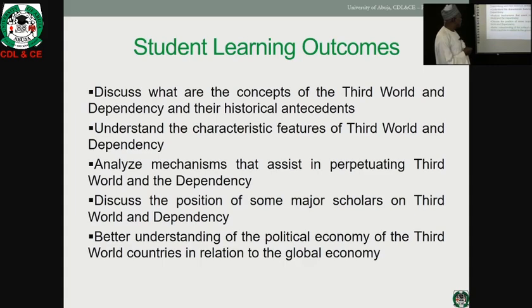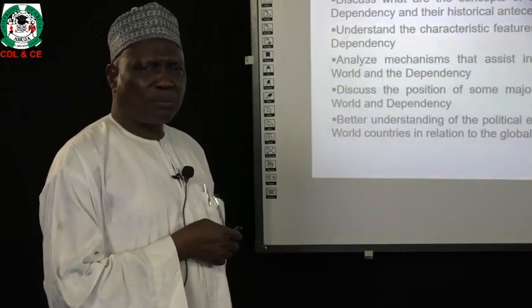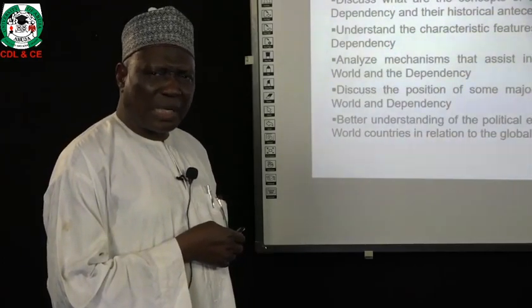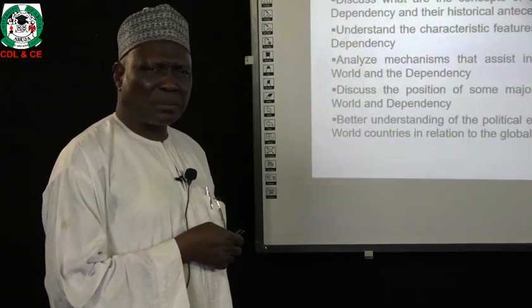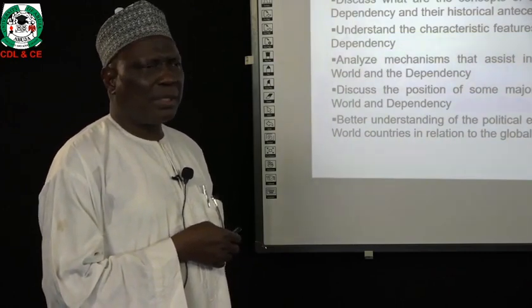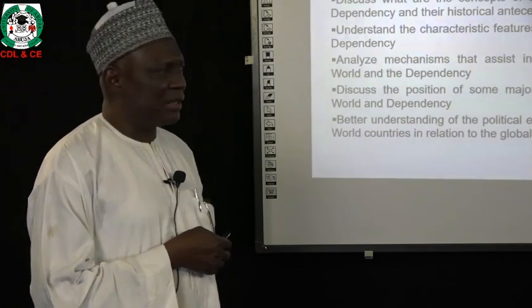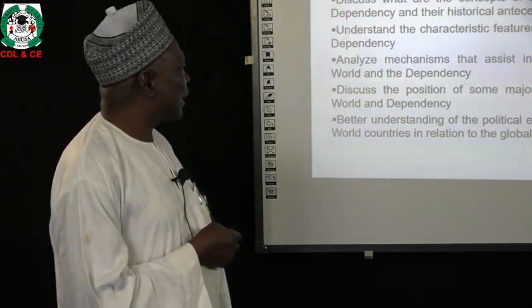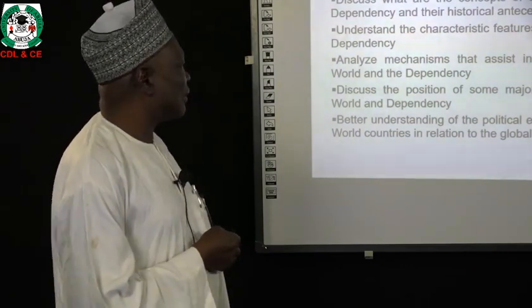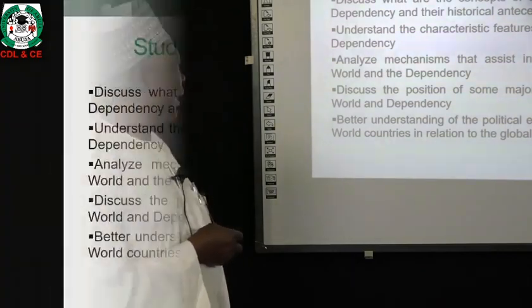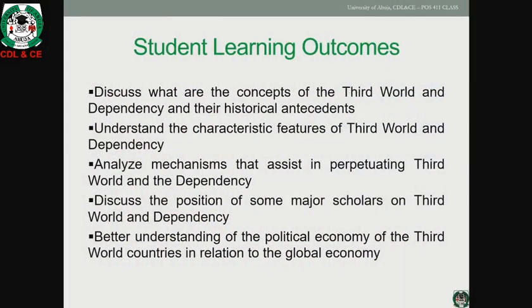At the end of the course, the student is expected to properly understand the concept of third world and dependency, the concept of development, what a developing world is. You can now discuss intelligently the meanings of third world, the major characteristics of the third world and dependency, and analyze mechanisms that assist in perpetuating third world dependency. This is very, very crucial.